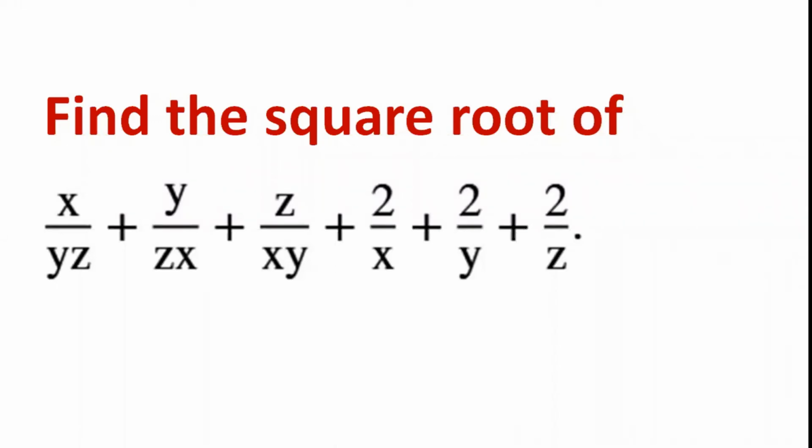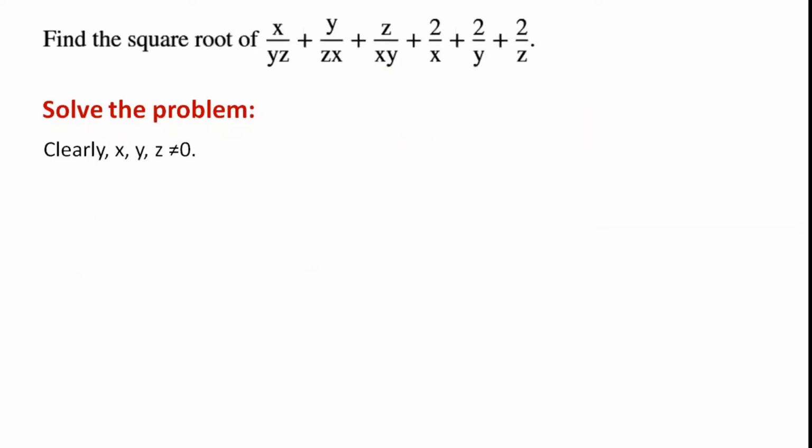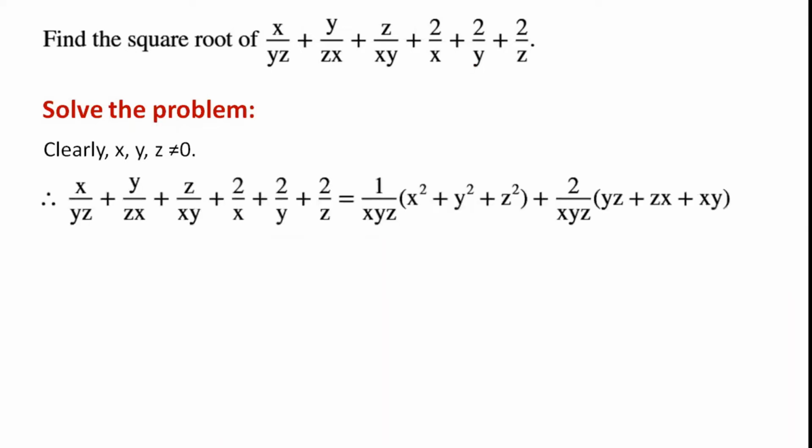Find the square root of this algebraic expression. Clearly, xyz does not equal 0. The denominators of the first three terms have a common multiple, xyz, so they can be written as 1 over xyz times x squared plus y squared plus z squared.